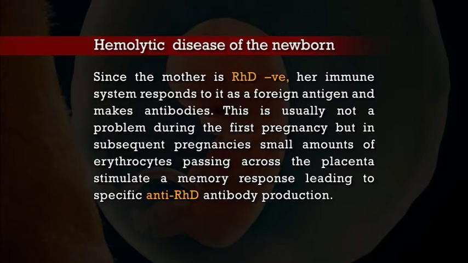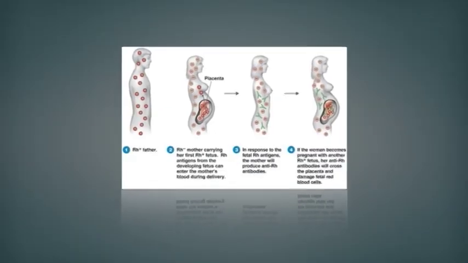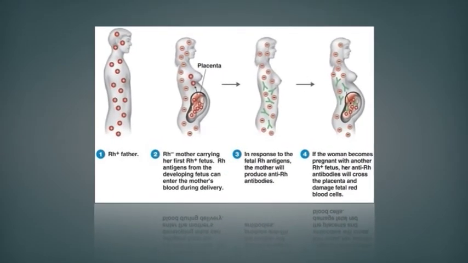This is usually not a problem during the first pregnancy, but in subsequent pregnancies, small amounts of erythrocytes passing across the placenta stimulate a memory response leading to specific anti-RhD antibody production. IgG pass across the placenta and bind to the fetal erythrocytes, leading to their opsonization and lysis. This results in hemolytic anemia of the newborn if not prevented.